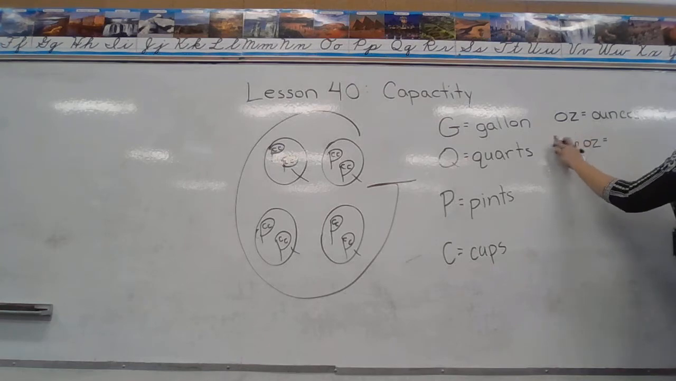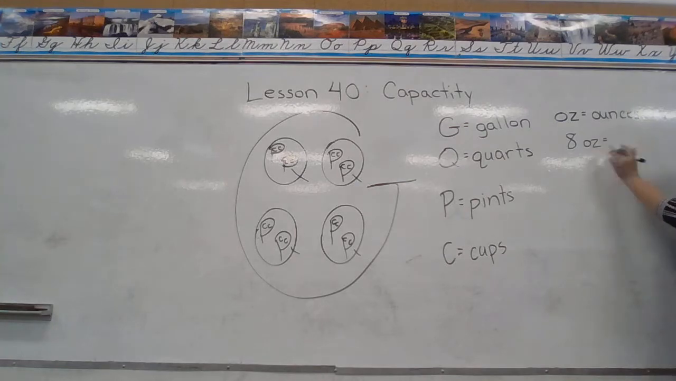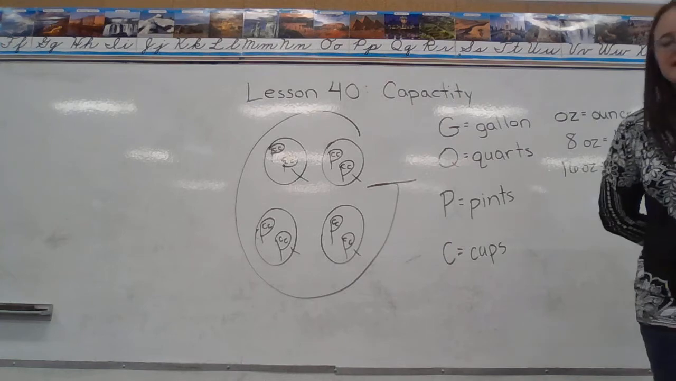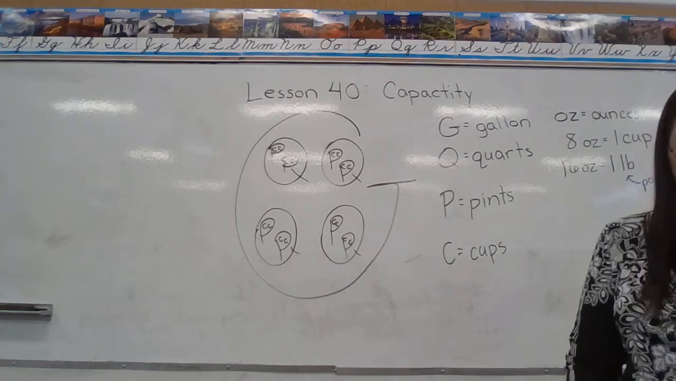You know what? I said that wrong. There are 16 ounces in a pound, but that's not actually what we're talking about right now. There are 8 ounces in 1 cup. Okay? I will write the 16 ounces in a pound just because that is good information. LB is the abbreviation for pound. Okay, 16 ounces in a pound and 8 ounces in 1 cup.